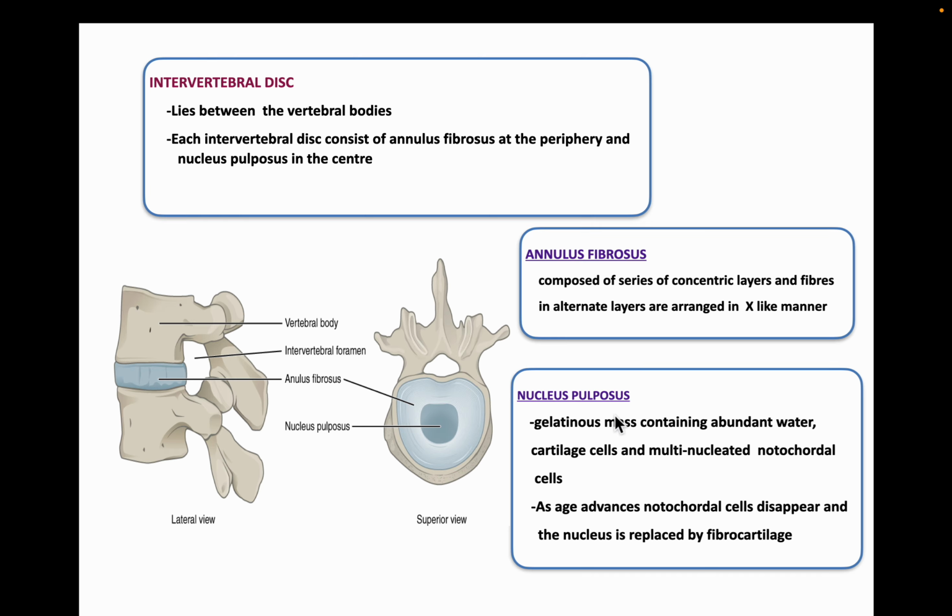So then nucleus pulposus, it is a gelatinous mass containing abundant water, cartilaginous cells, multinucleated notochordal cells. As the age advances, notochordal cells disappear and the nucleus is replaced by fibrocartilage.